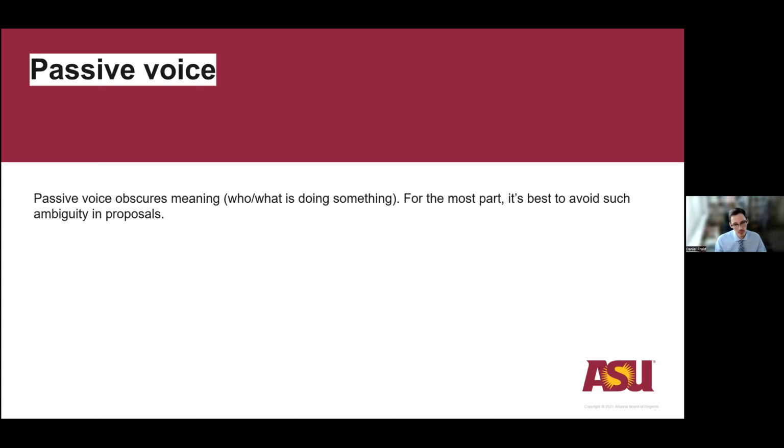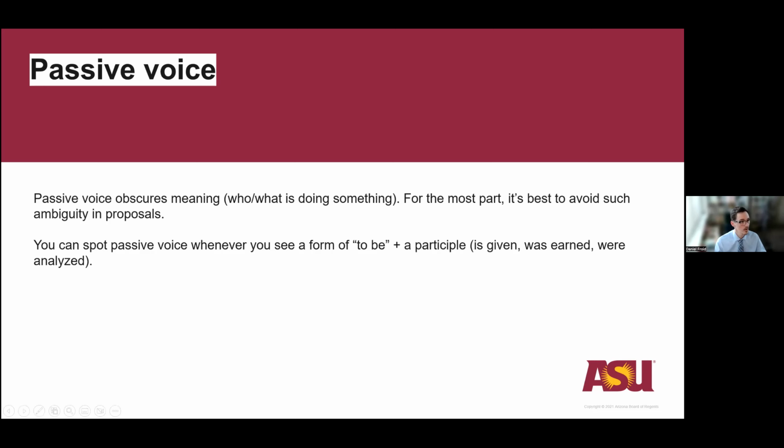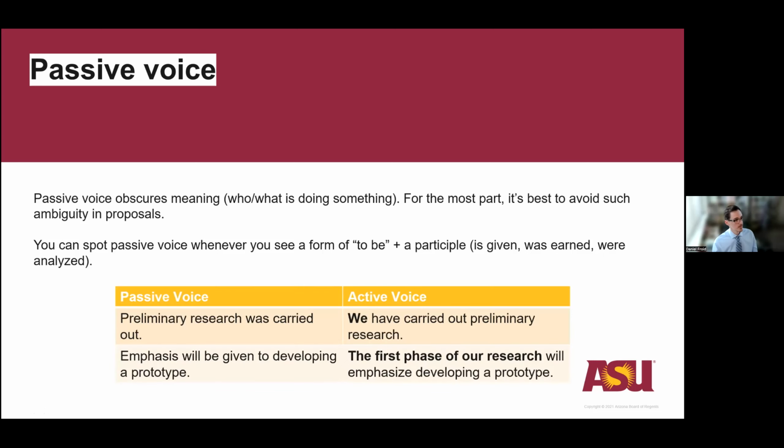But in proposals, it's best to avoid that kind of indirect language. Because again, one of the goals of effective proposal writing is to avoid making the readers work hard, and passive voice may sometimes ask the readers to fill in details or gaps. Also, passive voice takes up more room on the page, so if space is at a premium, it needs to go. All right, so this slide shows a couple of examples. You can spot passive voice whenever you see a form of "to be" (is, are, were) followed by a participle, a form of the verb that often ends in "ed": is given, was earned, were analyzed, and so on.